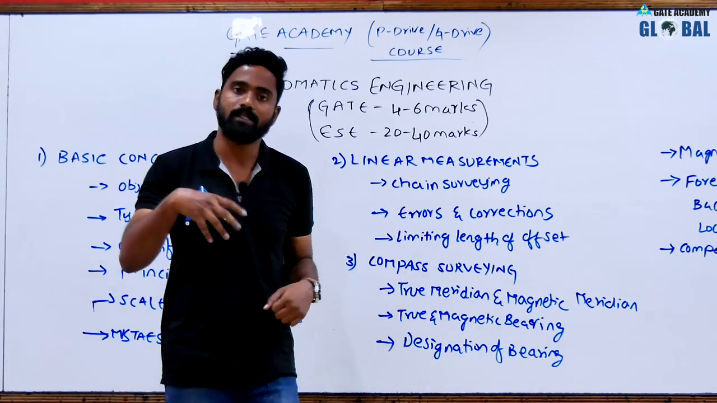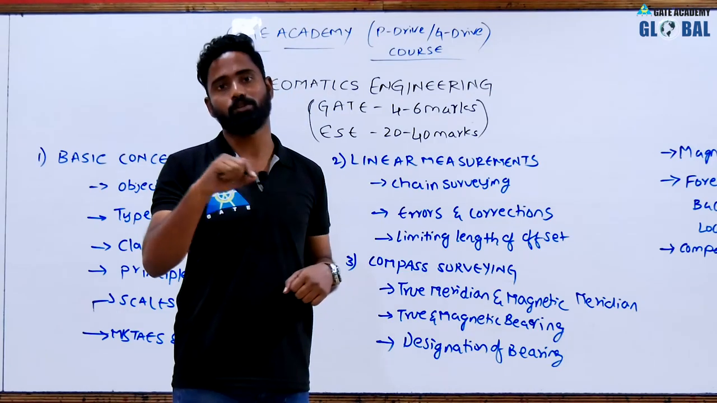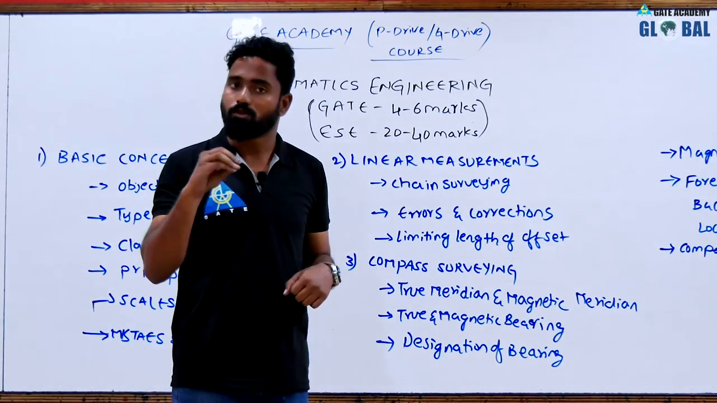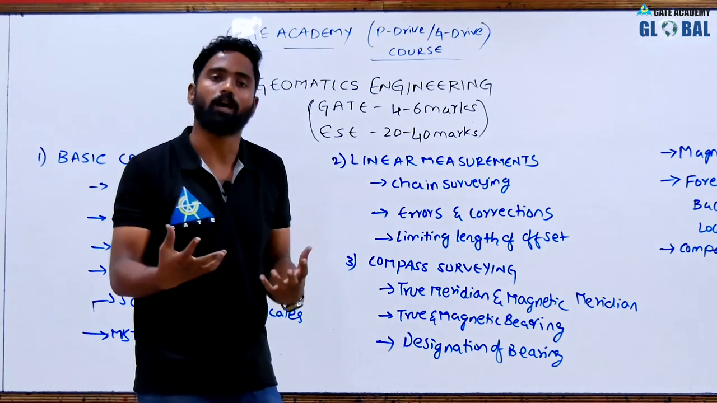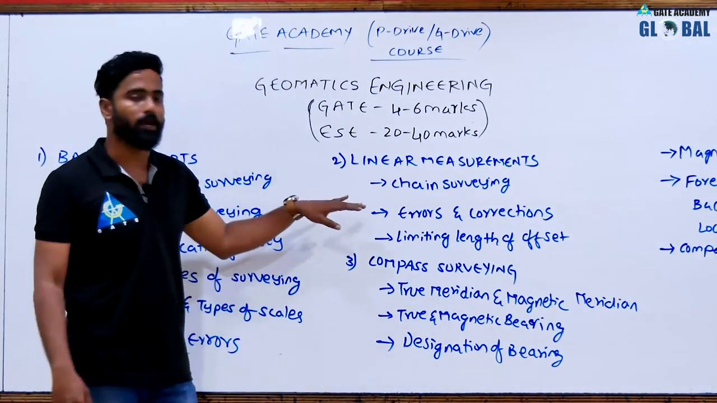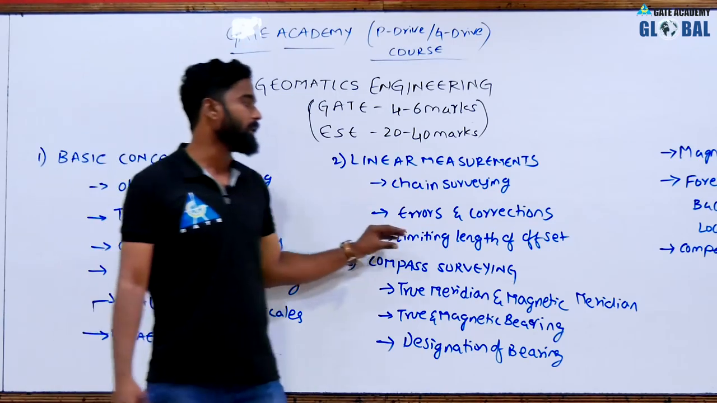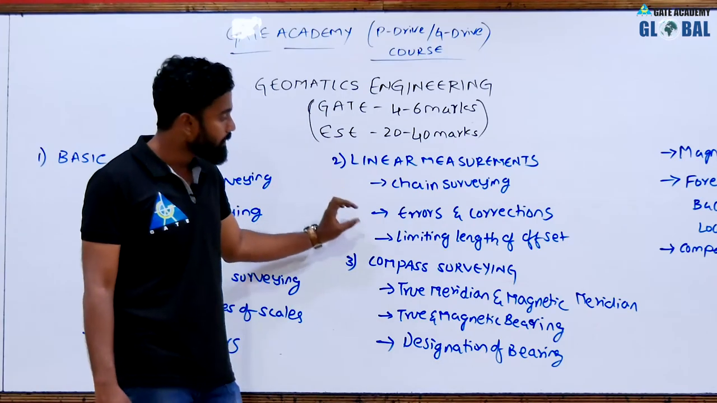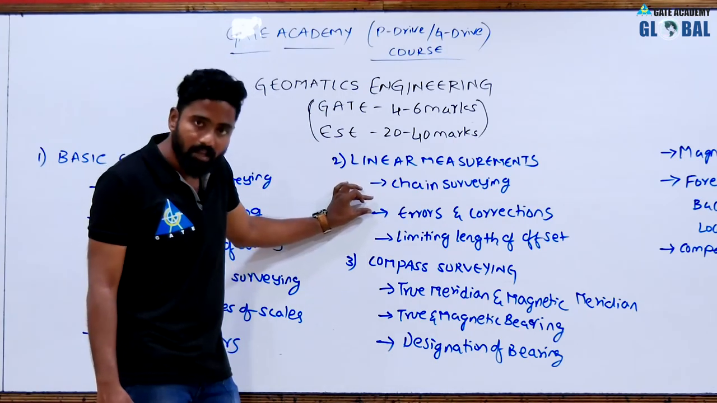And how much less? It is very less, that is 0.035, and all those things. Limiting length of offset by angles also we can calculate. How you are going to calculate, we'll see in our PD course. But that is the idea, limiting length of offset will also be discussed.